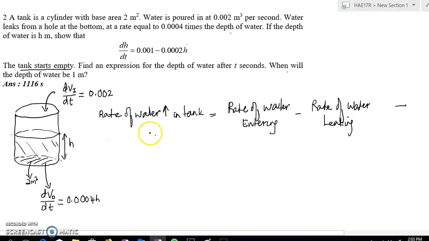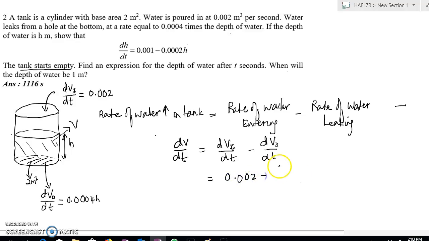Alright, so we know that the volume of water in the tank is described as V. So the rate of water increasing in the tank is dV/dt. And the rate of water entering, we already have, is dVi/dt, minus the rate leaking out. So this is a very important expression, just remember that. 0.002 minus 0.0004h.